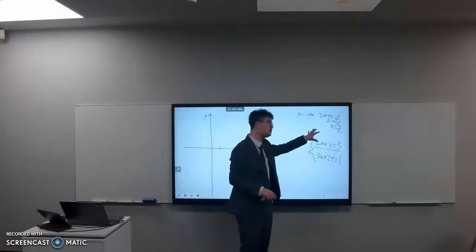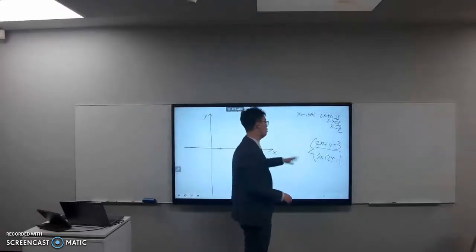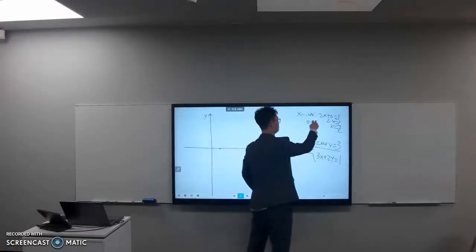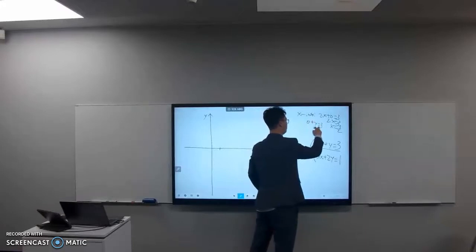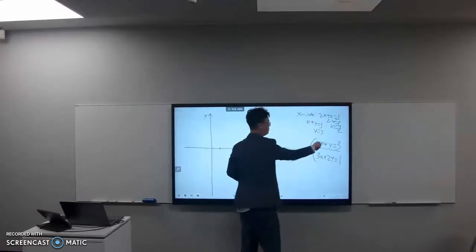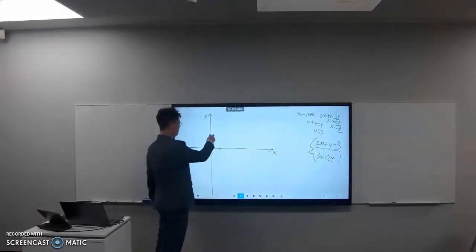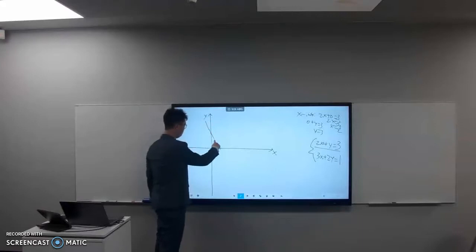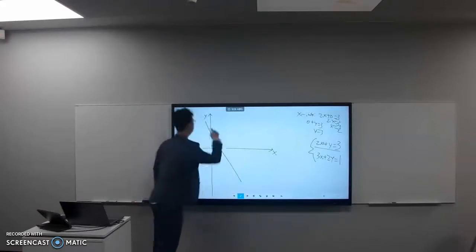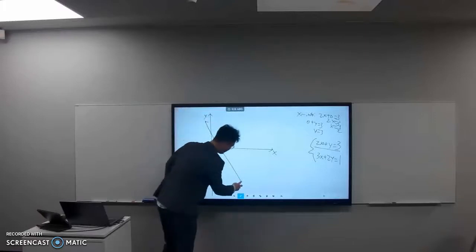And then for the y-intercept, we set the x value to 0, don't we? So it becomes 0 plus y equals 3. It just becomes y equals 3, because 2 times 0 is still 0. So there should be a point here, and then you join them together. You see that? Let's join them together.